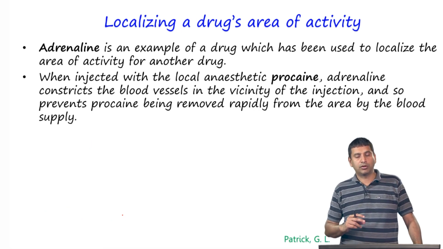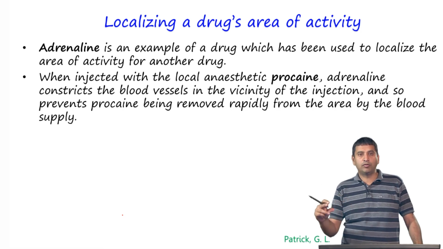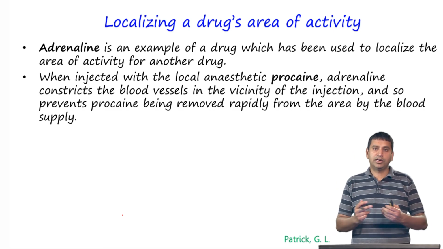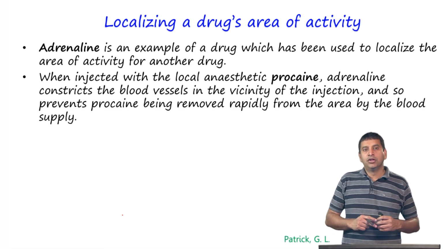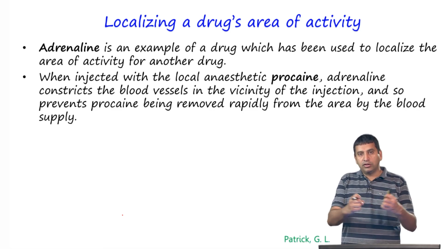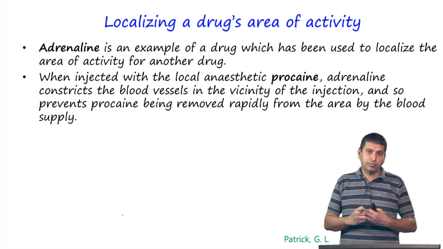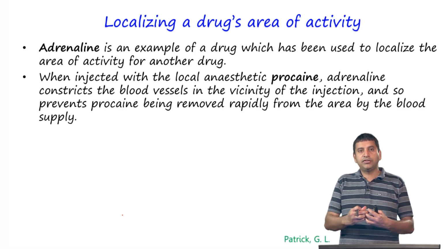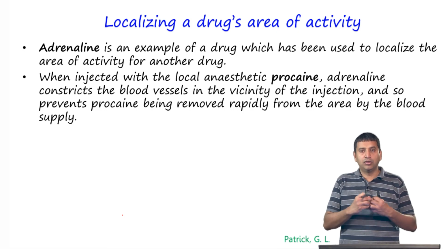Another example of a prodrug concept is to localize a drug's area of activity. So, adrenaline is an example of a drug which has been used to localize the area of activity of another drug. So, we are talking about interaction between two drugs. So, when injected with the local anesthetic procaine, adrenaline constricts the blood vessels in the vicinity of the injection. So, what happens is that procaine is not distributed across using the blood supply. So, you would inject adrenaline along with procaine so that you can increase the presence of the anesthetic locally.